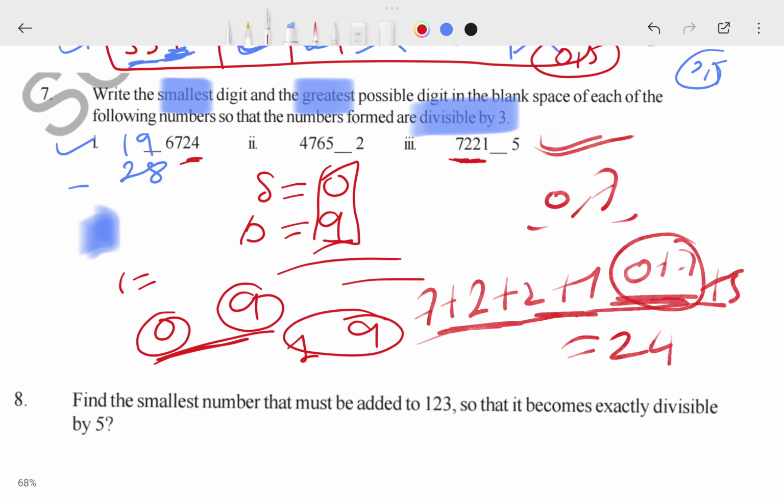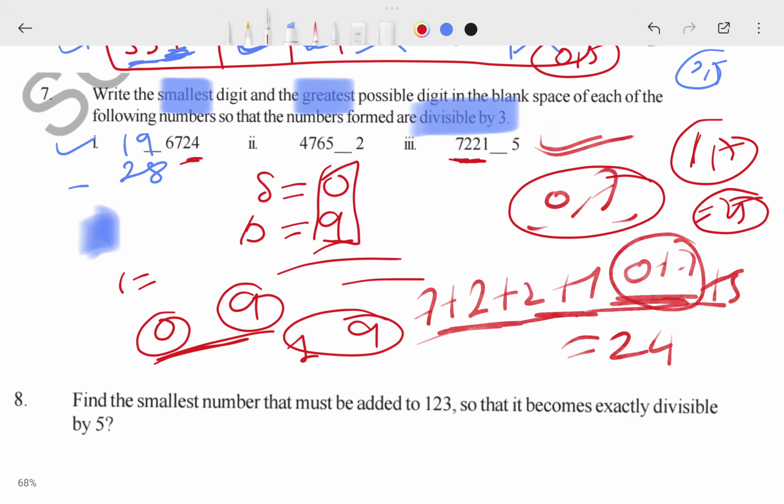So here I take 1 and 9, 2 and 9. Here you can take 0 or 9, okay na? Is it clear to you? 0 or 9 here, and here you can take 0 or 7, okay? Not 1 or 7. If you add 1 and 7, it is going to be 25, okay na?